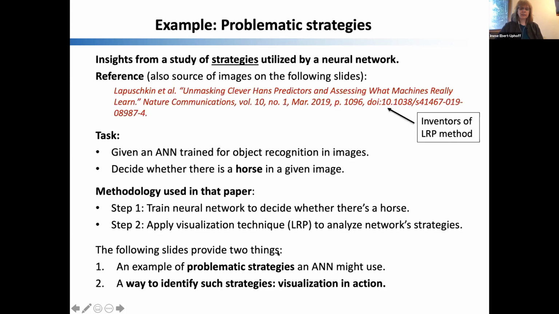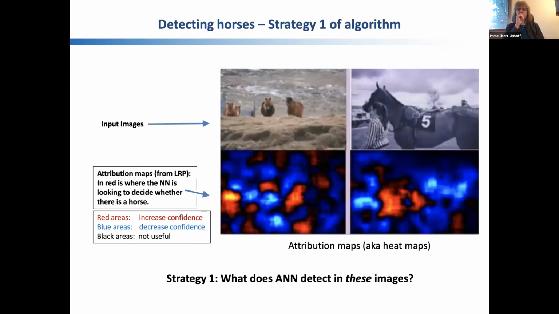So the following slides provide two different things. Number one, it provides an example of problematic strategies that a neural network might use, but it also shows you a way to identify such strategies. So you see the visualization tools in action. So let's look at this.